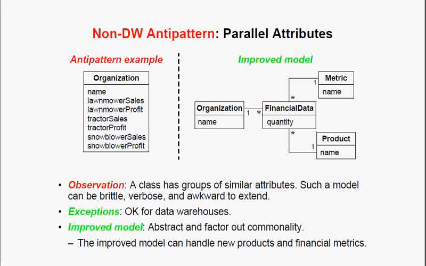If you look at the improved model, it opens up the possible products. It opens up the possible metrics. So the left model has 1 record for an organization. You have all these columns going across. The right model, you have an organization record. And in this particular case, for 1 organizational record, you'd have 6 financial data records for the various combinations in sales and profit versus lawnmower, tractor, snowblower. So the improved model is just not so arbitrarily brittle.